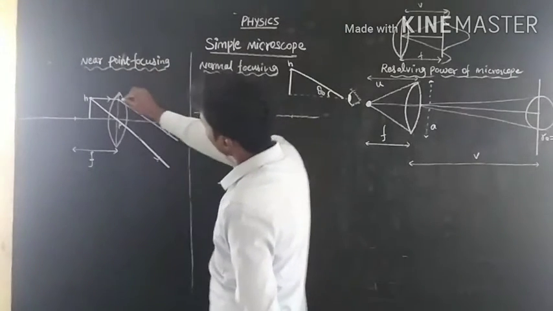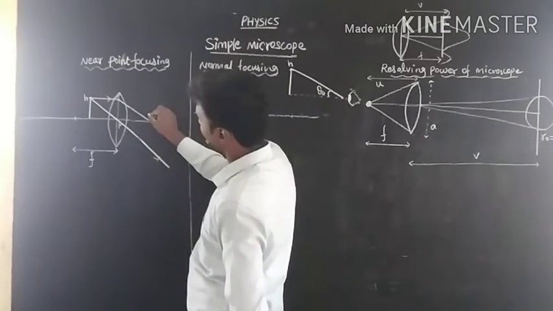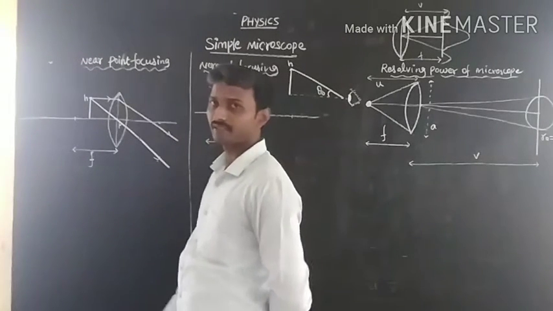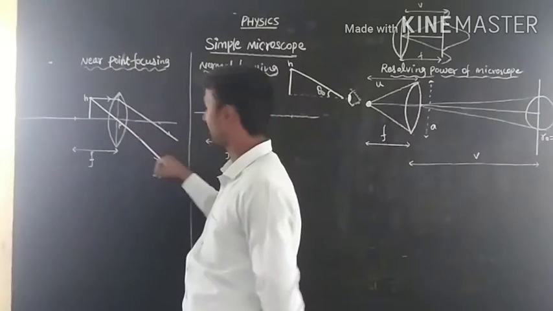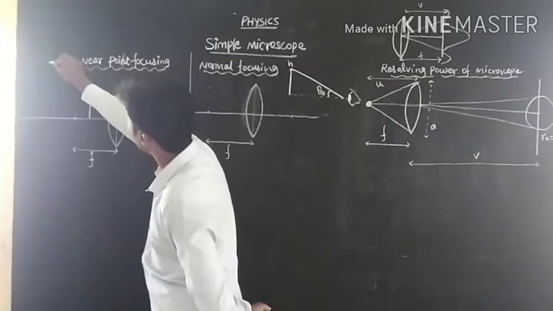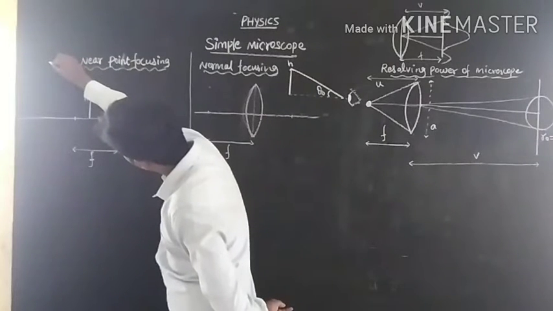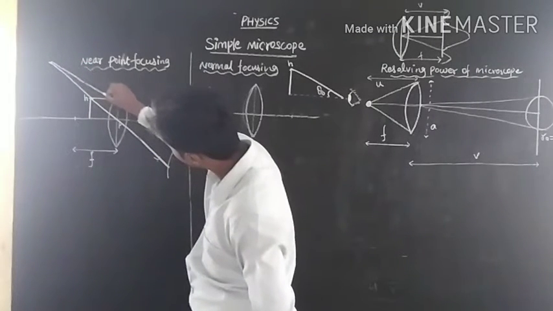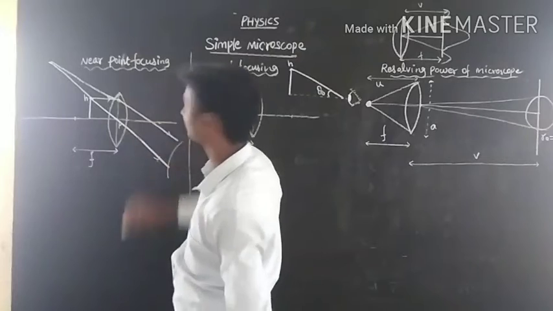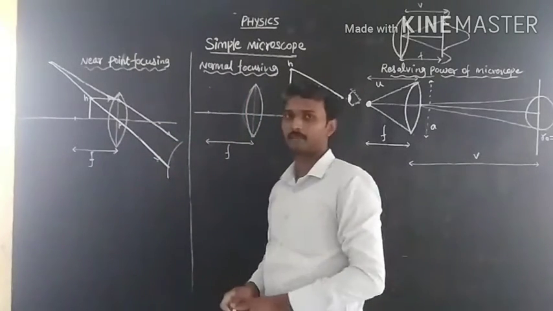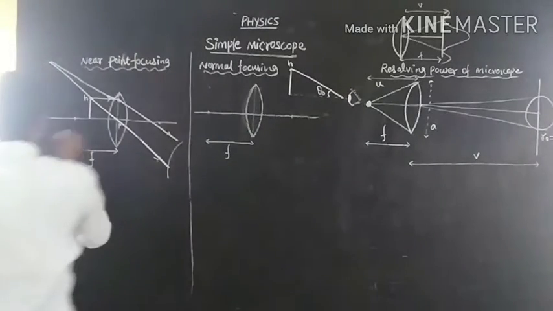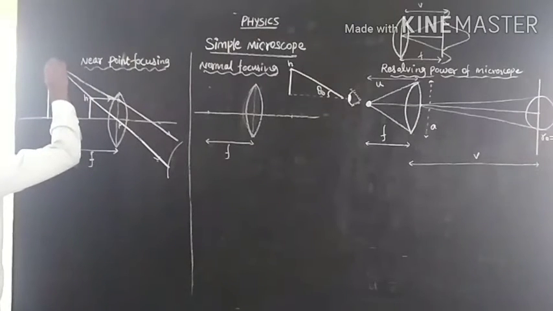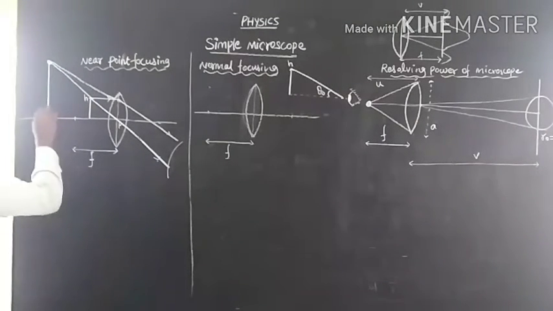Finally, these two refracted rays appear to become a certain point. Where do these two rays appear to come from to our eyes? It appears as if they come from this point. So these two refracted rays appear to come from a point beyond the principal focus. Then this is the position of the image.